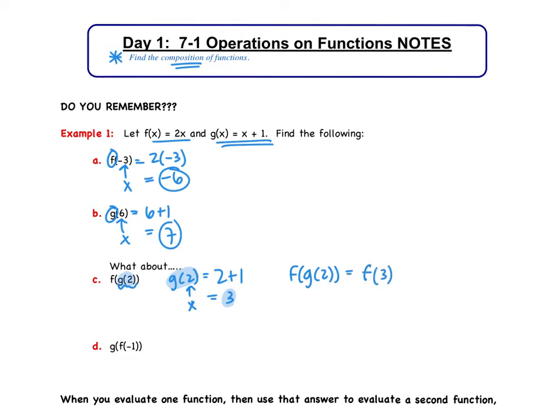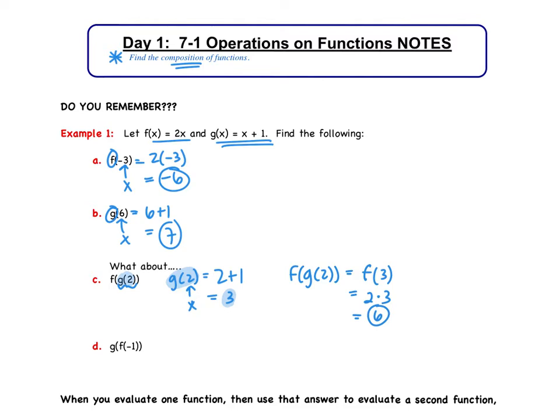g of 2 is equal to 3. I'm finding f of 3. Okay, that I've done before. Again, I'm using function f, but I'm plugging in a 3 for x. So I get a final answer of 6. Okay, we're going to try that again in D.